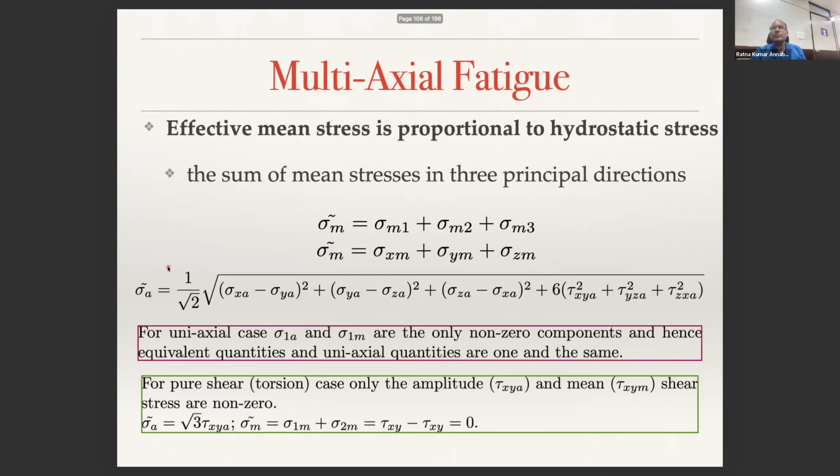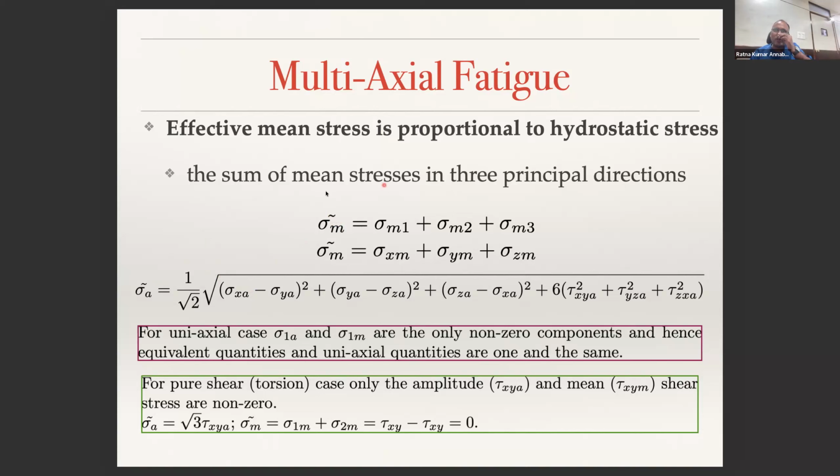Similarly, you can also calculate the equivalent mean stress. One way to calculate it, because your effective mean stress is proportional to hydrostatic stress, is that the equivalent mean stress will be equal to sigma m1 plus sigma m2 plus sigma m3. You need not compute the equivalent mean stress using the von Mises approach, because it is going to be proportional to this. And then you have sigma A tilde and sigma m tilde. If sigma m tilde is non-zero, now you can use the Goodman diagram, very similar. Instead of sigma A, you will use sigma A tilde by SF plus sigma m tilde by SUT equal to 1 as the formula.